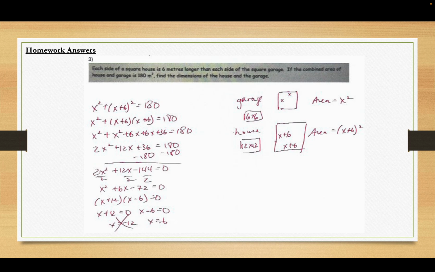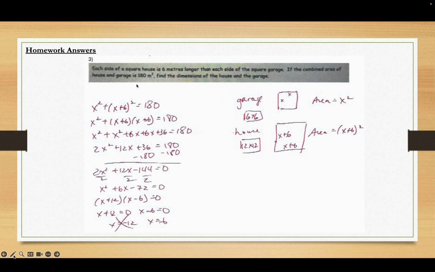A couple of words on this one, because we haven't done anything like it. You've got a garage and a house. We know that the house, each side is 6 longer than the garage, because they're shaped in a square. So if we let the garage side of a square be x, then the house is x plus 6. And the area of the garage is x squared, because length times width. And then the area of the house is x plus 6 squared, which you have to remember means x plus 6 times x plus 6.